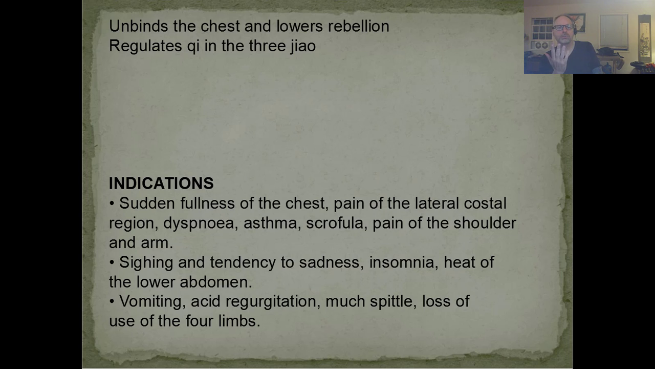Unbinds the chest, lowers rebellion, regulates qi in the 3 jiaos. Everything we see here is all about qi being stagnant in the 3 jiaos. The thing that pops out to me is the sighing and tendency to sadness. That's really bad qi stagnation in one of the middle jiaos.